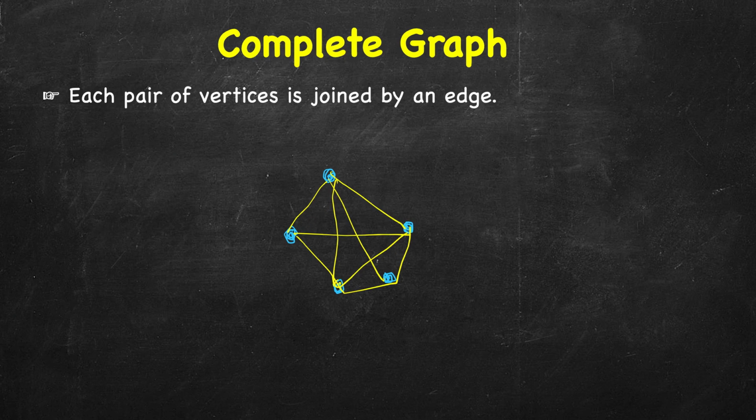So did we miss any edge? Yes, this one. Now this is a complete graph. All the nodes are connected to every other node. Let's take an example. Let's say nodes are 1, 2, 3, 4 and 5.